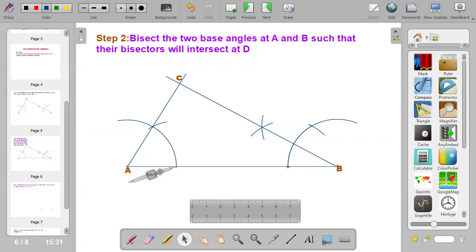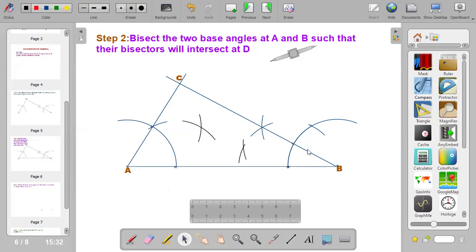You place your compass at the first point, then you strike an arc above, like this. Then you take your compass, place it on the second point, and strike another arc to cut the first one above. So I'll do the same at point B. I need to bisect the angle there. The given angle there is angle 30. I need to bisect it to get angle 15 degrees. So I'll strike an arc, now take my compass to the second point, and draw an arc to bisect the first arc.